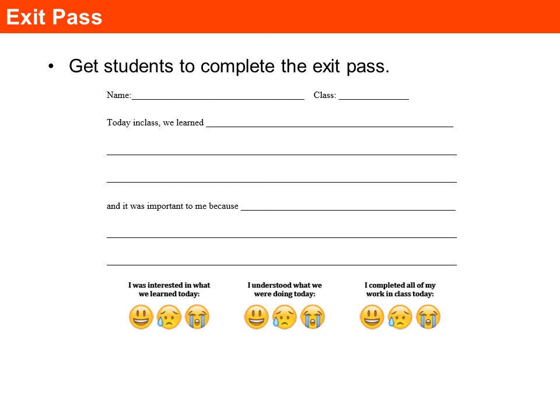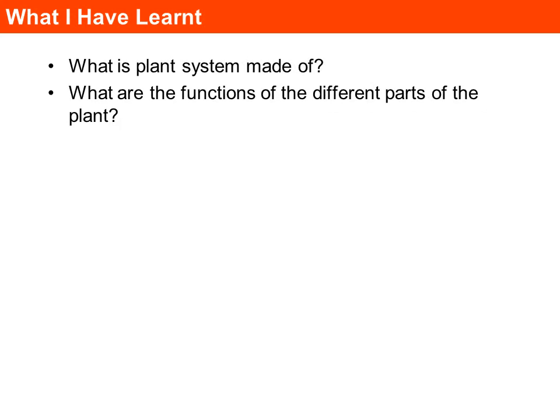I end the lesson by getting the children to complete the exit pass. In the next lesson, okay, I would want the children to do a concept map on these 2 questions. What is plant system made of and what are the functions of the different parts of the plant?